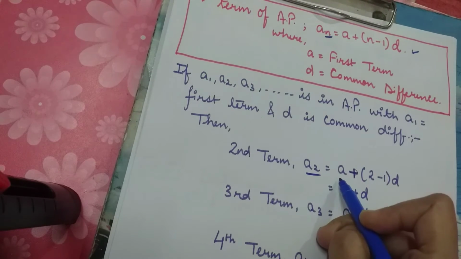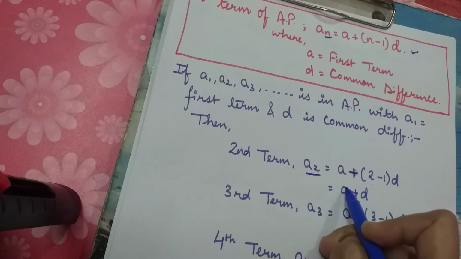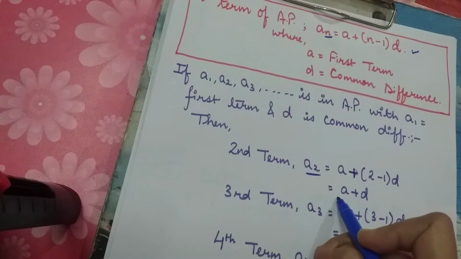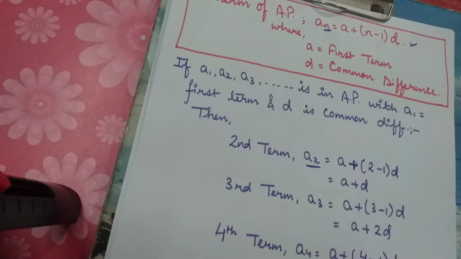So what will we get? a plus (n minus 1) into d, where n is 2: a plus (2 minus 1) into d. When you simplify it, 2 minus 1 is simply 1, so a2 = a + d.